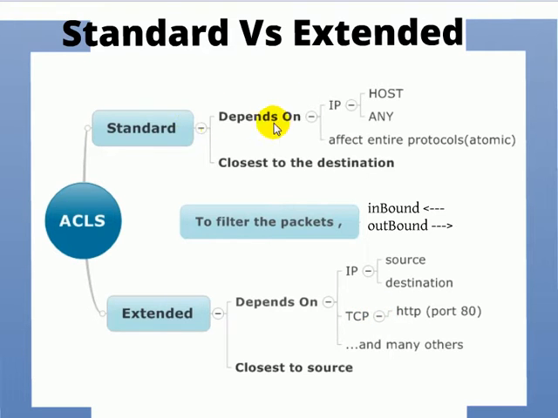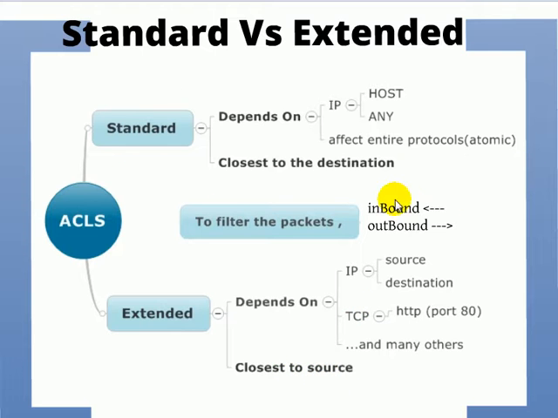But in the standard, we just have one IP. We just define the source, and it's closest to the destination, and it blocks the entire protocol. In the extended, we can assign a certain protocol, TCP or UDP, and we're going to see that in the demo. In the extended, it's closest to the source. It's the opposite of the standard. Standard is closest to the destination. Here we are closest to the source.